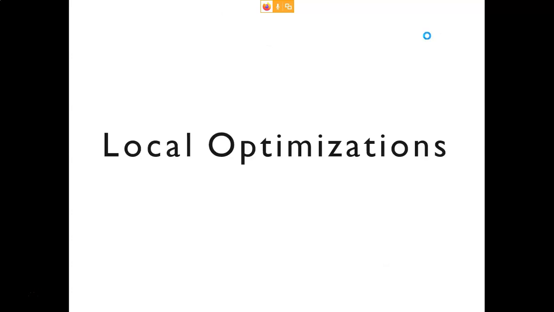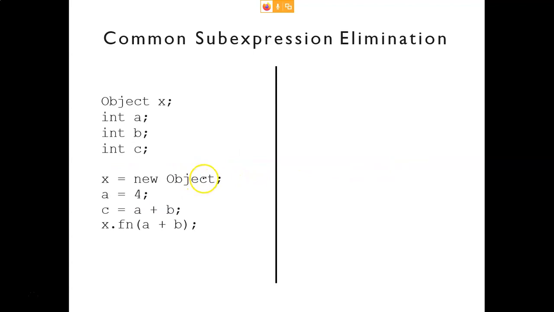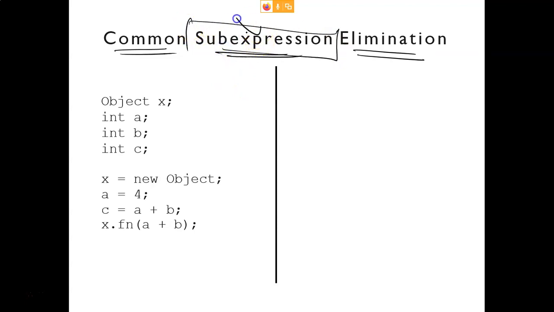Anyway, now we will study local optimization, and the first technique that we will study in it is common subexpression elimination. Basically, we don't want to compute the same thing again and again. That is the point. Common subexpression elimination: you don't want to compute the same thing again and again.